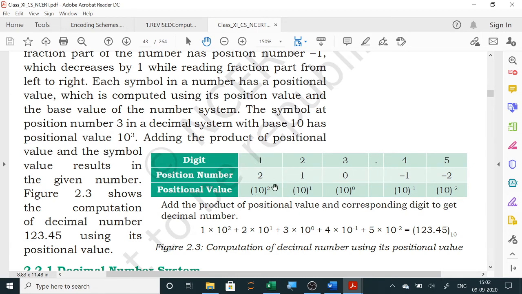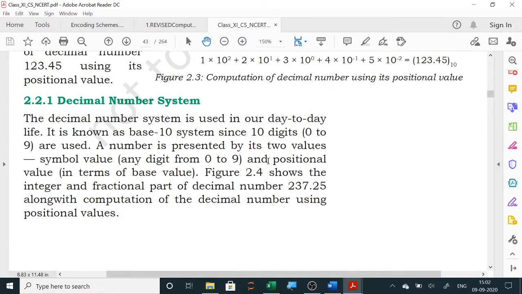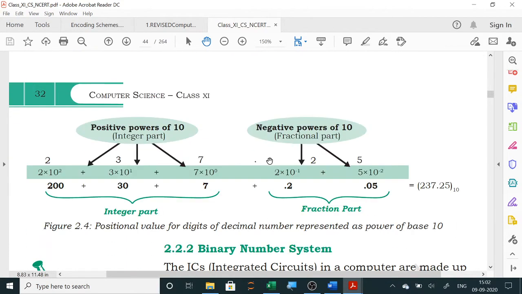So here it is very easy to find out. 1 into 10 to the power 2 is 100, then 2 into 10 to the power 1 is 20, 3 into 10 to the power 0 is 3. So it is 123. In the same way here, -1, -2, -3, and so on. 10 to the power -1 is 1 upon 10, which is 0.1, so into 4 it will be 0.4, and 10 to the power -2 is 1 upon 100, meaning 0.01, into 5 will be 0.05. When you add it, you get 123.45. So this is your decimal number system, where the base is 10 and we use the digits 0 to 9.